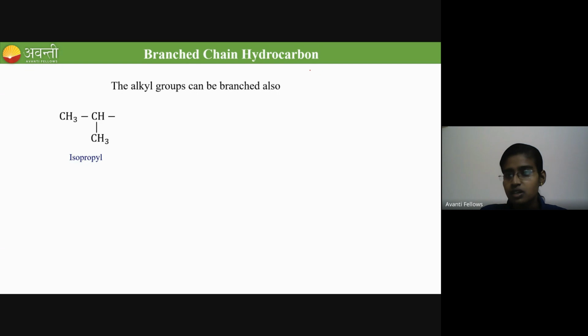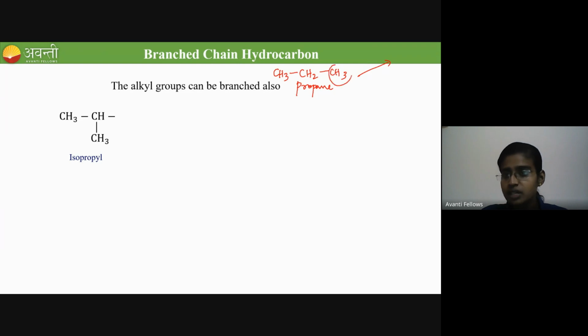So how do we get isopropyl from propane? This group is called isopropyl. And how do we get this isopropyl from propane? So we are taking the alkane, which is propane, CH3, CH2, CH3. This is called propane, right? So from propane, what do we have to do? We have to remove hydrogen from the second carbon. Very good, Rashmi.